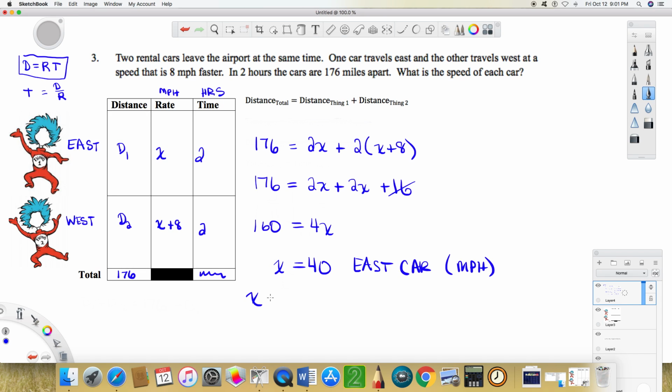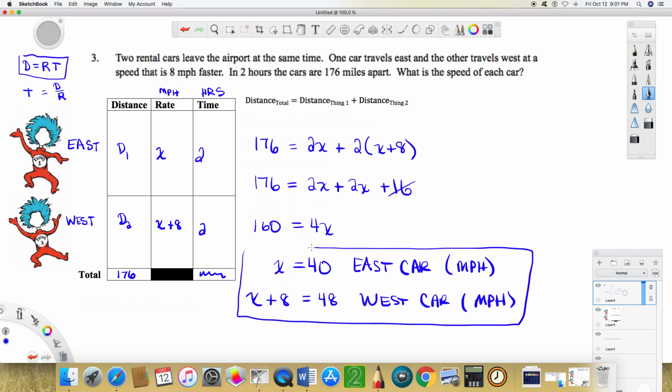And we know the westbound car is 8 miles per hour faster. That also has units of miles per hour. So these are our two answers. And I think that's the only thing it asked, right? Yeah, what is the speed of each car?